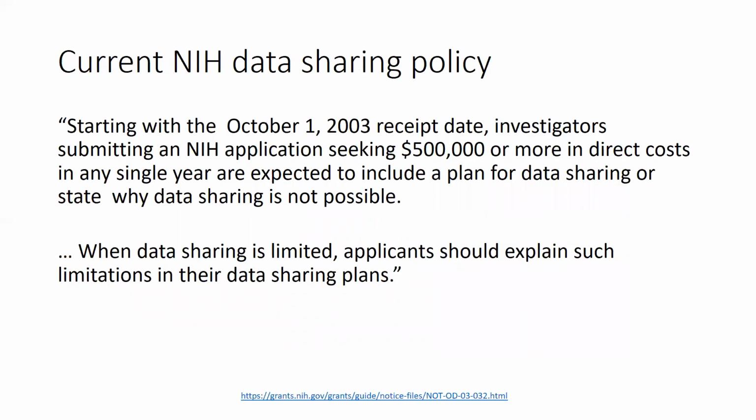The current NIH data sharing policy actually dates back to 2003 and said that any investigator that was applying for an NIH grant of more than $500,000 had to include a plan for data sharing or state why data sharing was not possible. And then the requirement went on to say when data sharing is limited, they should explain such limitations in their data sharing plan. This was all that the NIH said about it for decades.